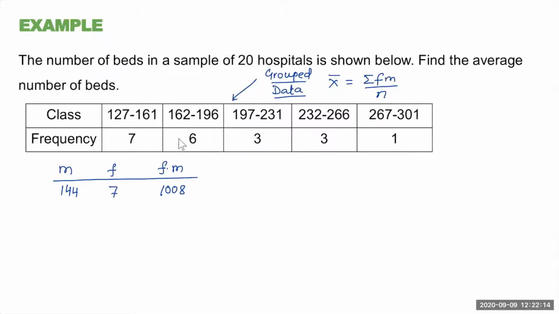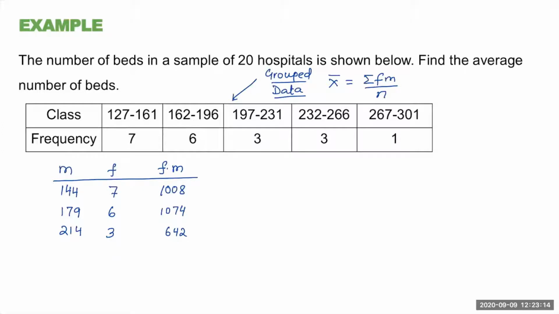Now let's go to the second class. Here we have 162 plus 196, that will be 358. Divide that by 2, it will be 179. The frequency is 6. Now multiply: 179 multiplied by 6 is 1074. Next class, to find the midpoint, we add these two values, 197 plus 231, which is 428. Divide that by 2, it will be 214. Frequency is 3. Now if we multiply, 214 times 3 is 642.